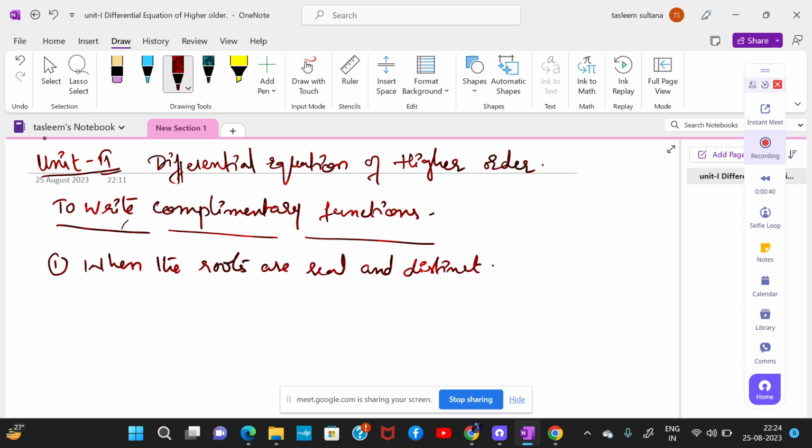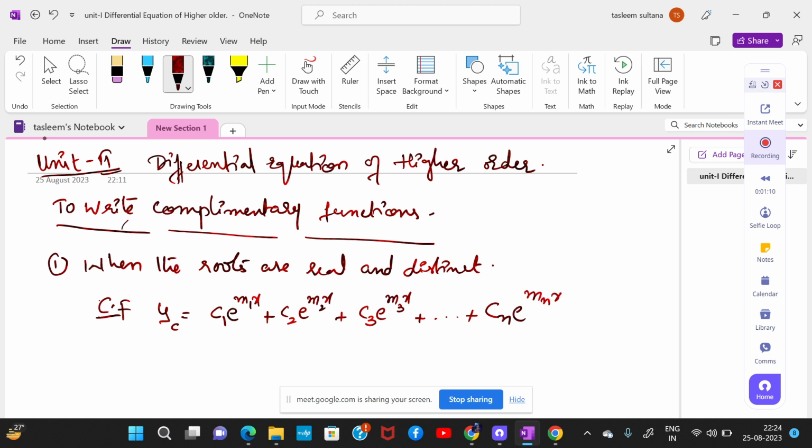Not positive, different. It's not positive. It will be different from one another. In that case, how are you going to write your complementary function? y suffix c is equal to c1 e to the power of m1x plus c2 e to the power of m2x plus c3 e to the power of m3x plus so on, cn e to the power of mnx.